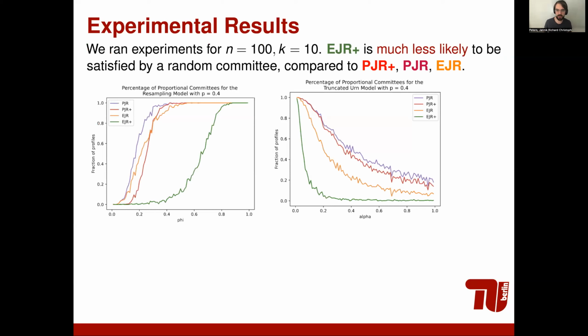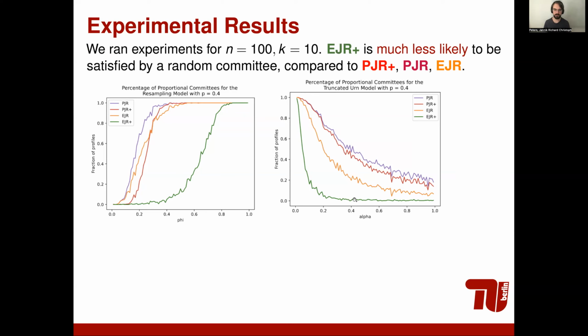Now we did some experimental results, and in these experiments we found that EJR plus is indeed much less likely to be satisfied by a random committee than the other 3 notions we talked about. So if you sample, let's say, from these random models which were defined in the literature, the probability of a random committee satisfying EJR plus is much lower. And you can see it here in the dark green line.